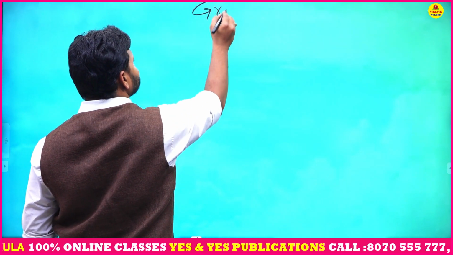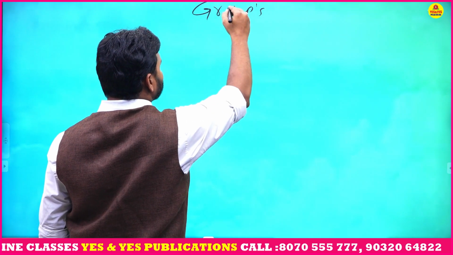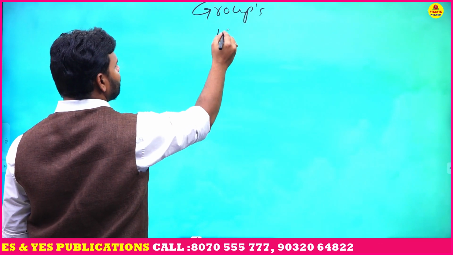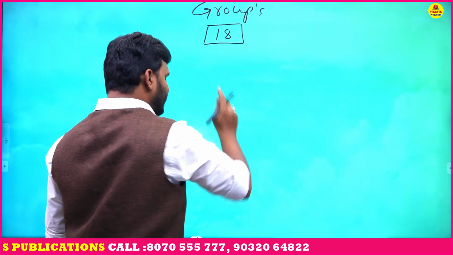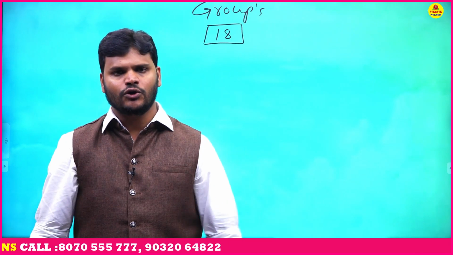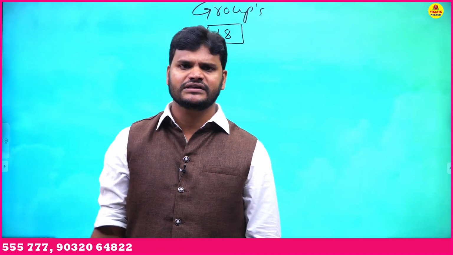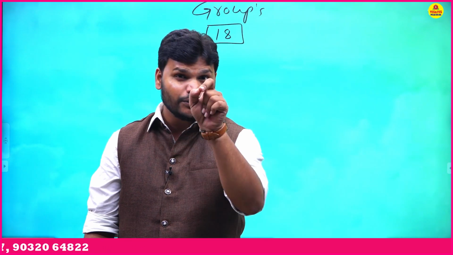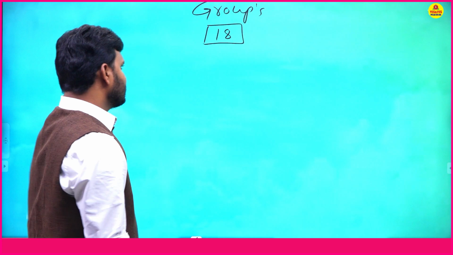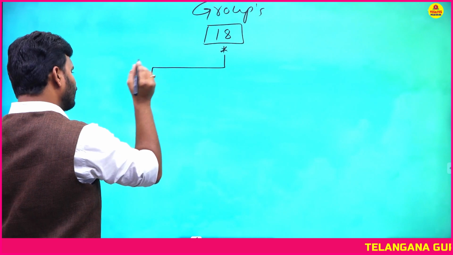Total how many groups? Total 18 groups. But actually you have to notice one important point here. The periodic table is divided into 4 blocks. When you look at the periodic table, on the left side the S block is there, on the right side the P block is there, in the middle the D block, and at the bottom the F block. So first we need to discuss that point. The periodic table is classified into 4 blocks.